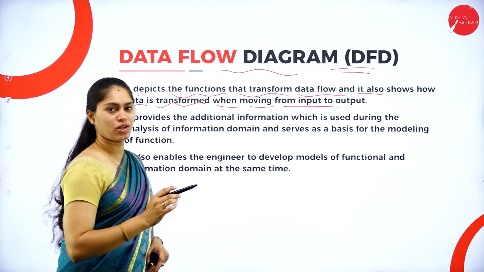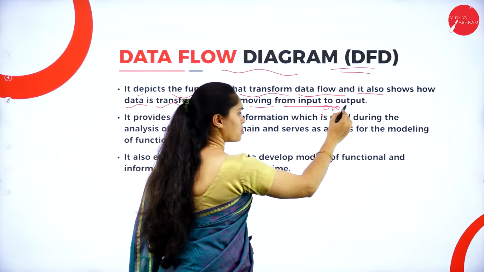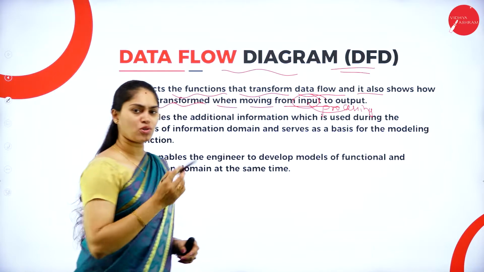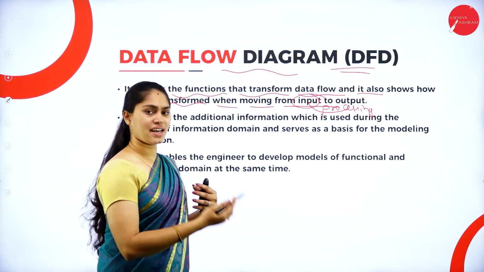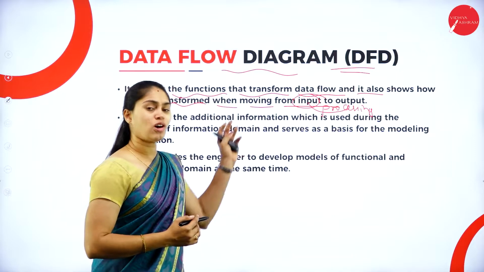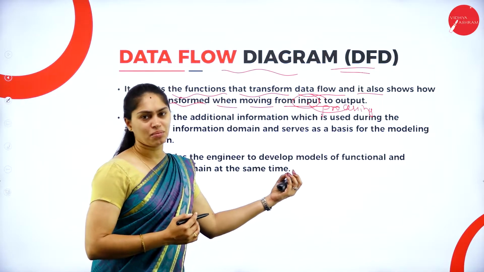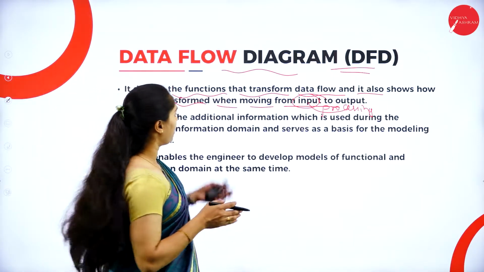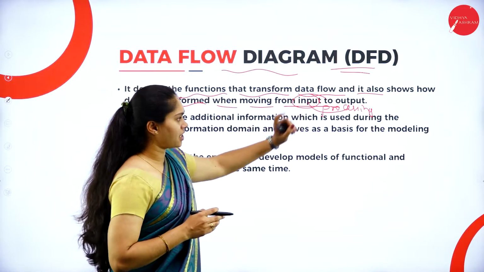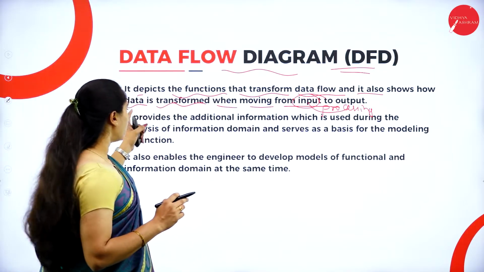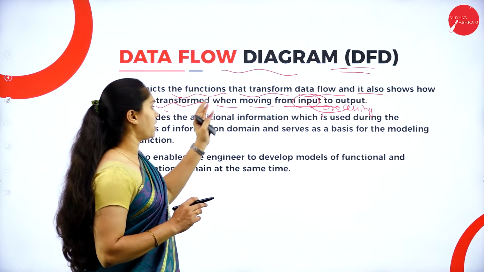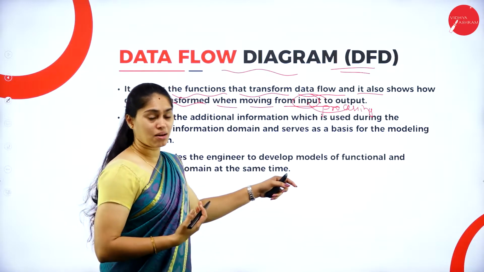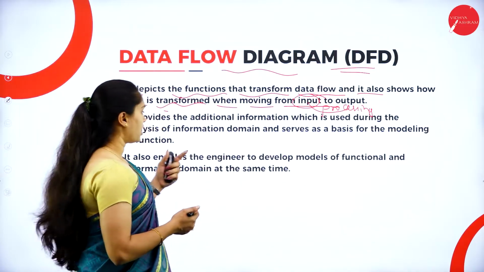In between, what is going to happen is processing. If I want to convert any input to output, then processing has to be done. So how data is moving from the input state to the output state, and how processing is happening in between, in order to represent that we have this data flow diagram. Mainly it shows the transform data flow, and it also shows the data being transferred when moving from input to output. So in between, how the transition takes place from input to output can be shown here.